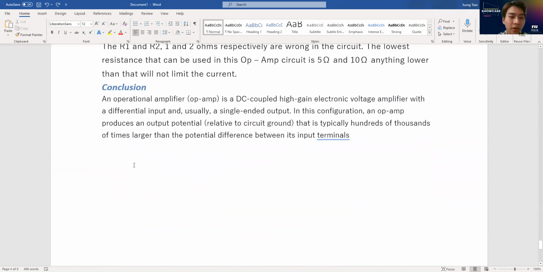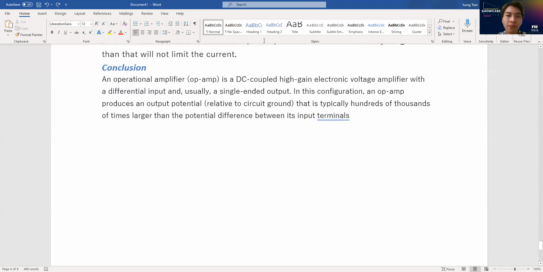Conclusions: an operational amplifier is a DC-coupled high-gain electronic voltage amplifier with a differential input and usually a single-ended output. In this configuration, an op amp produces an output potential relative to the circuit ground that is typically hundreds of thousands of times larger than the potential difference between its input terminals.